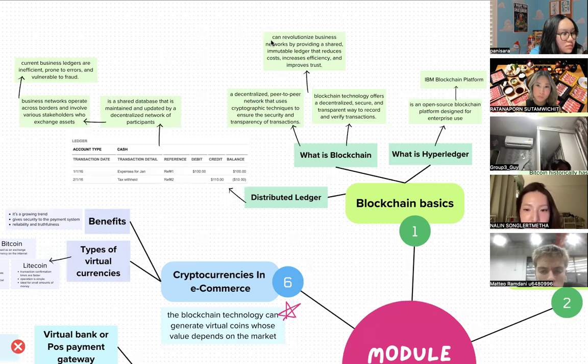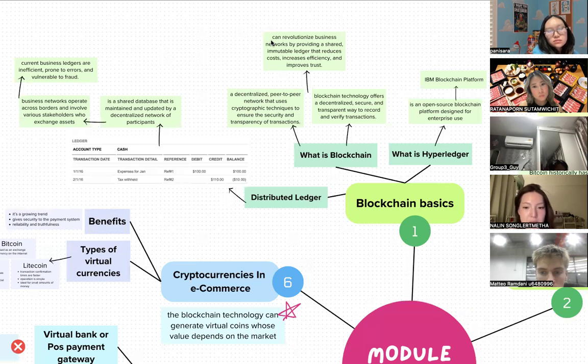And next, what is the blockchain? Blockchain is a decentralized peer-to-peer network that uses cryptographic techniques to ensure the security and transparency of the transactions. So how do blockchain networks work? Blockchain technology offers a decentralized, secure, and transparent way to record and verify transactions by using cryptographic techniques and consensus mechanisms. Blockchain eliminates the need for intermediaries, reducing costs, increasing efficiency, and enhancing trust.